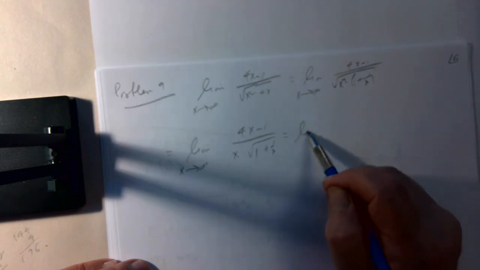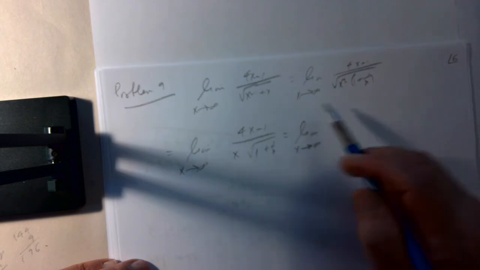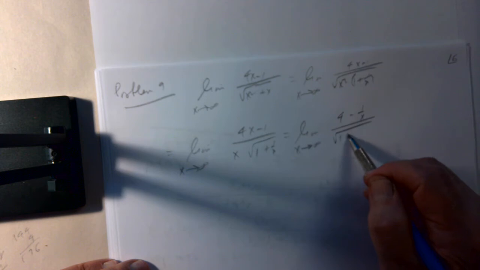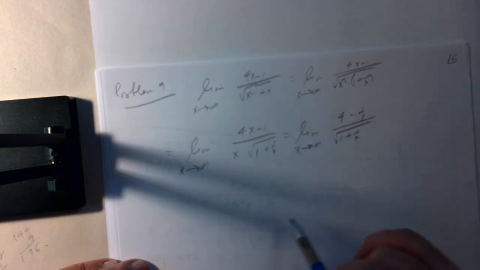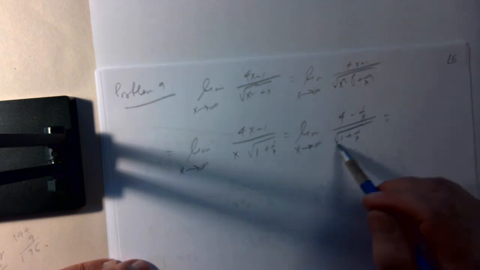Or if you like, this is the limit as x goes to infinity. Divide this by x, I get 4 minus 1 over x over the square root of 1 plus 1 over x. And as x goes to infinity, the 1 over x goes to 0, and we get 4 over 1, or 4. And that's the limit.